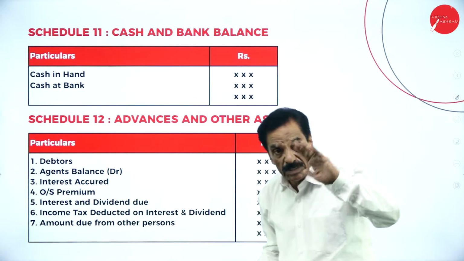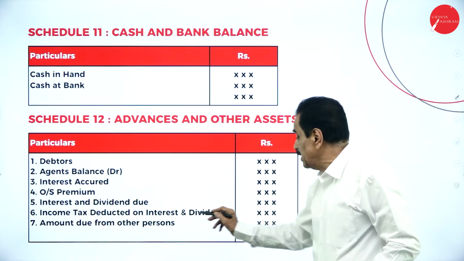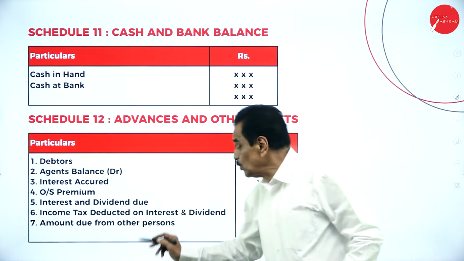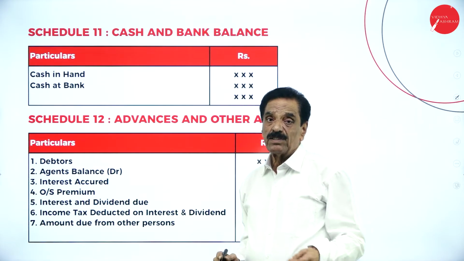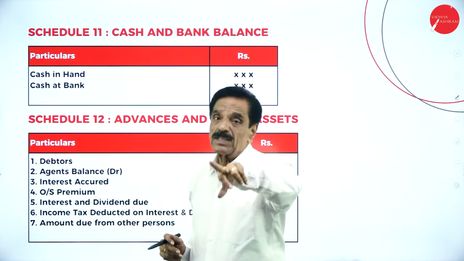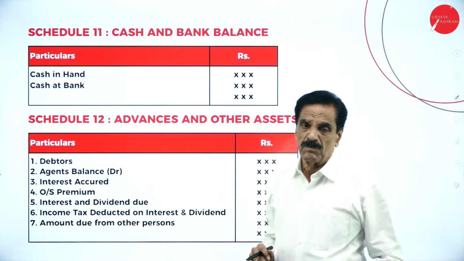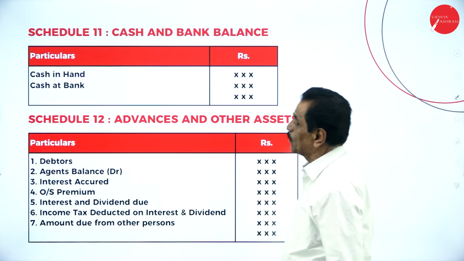Interest and dividend due is a receivable. Income tax deducted on interest and dividend. Amount due from other person, whatever the amount we have to receive, the word is amount due from other person. Due to other person means it's a liability, we have to pay. Due from other person, that will come under schedule number 12.